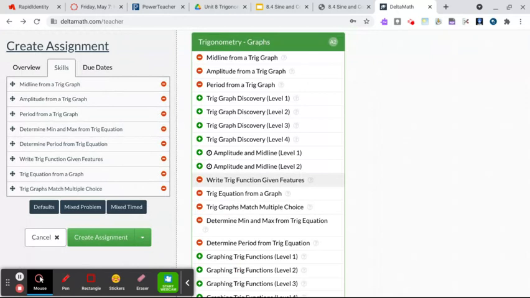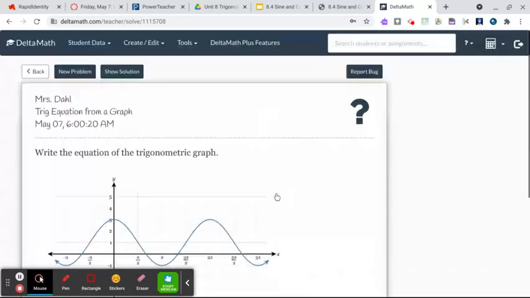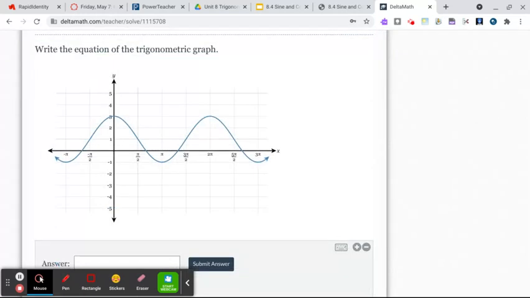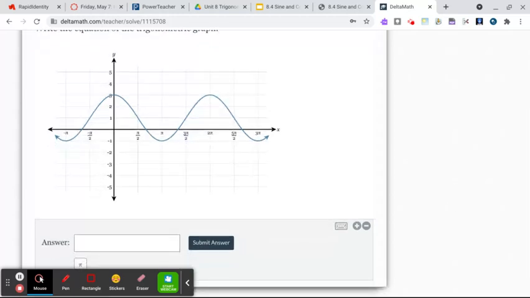Trig equation from a graph. Okay, write the equation. So the first thing you want to identify is your midline. So it goes as high as 3, it goes as low as -1. 3 minus -1 is 4. 4 divided by 2 is 2. So our midline has to be 2 away from the max or the min. So if we drop down 2 from here, it's going to be at y equals 1. So I'm going to start y equals, and I know at the end I'm going to have a plus 1. Because the midline is y equals 1, this does not start at its midline.